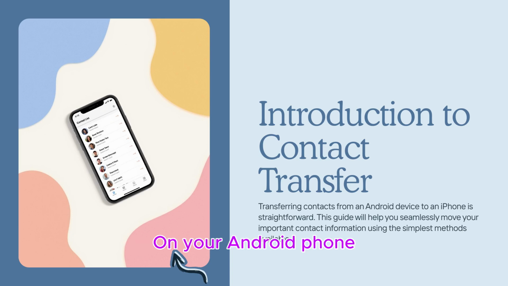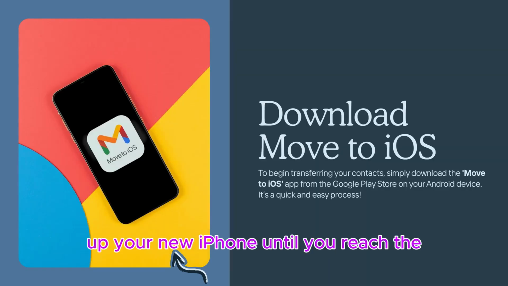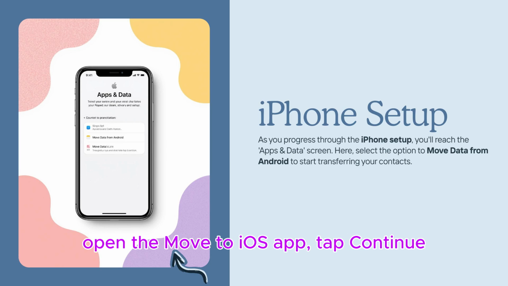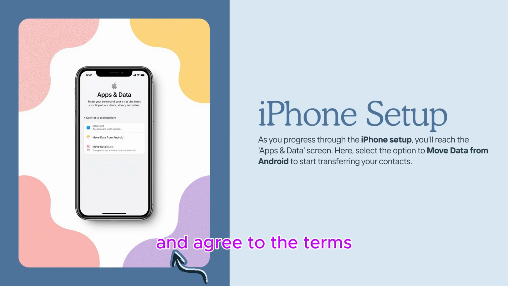On your Android phone, download the Move to iOS app from the Google Play Store. Start setting up your new iPhone until you reach the apps and data screen. Select Move Data from Android. On your Android, open the Move to iOS app, tap Continue and agree to the terms.